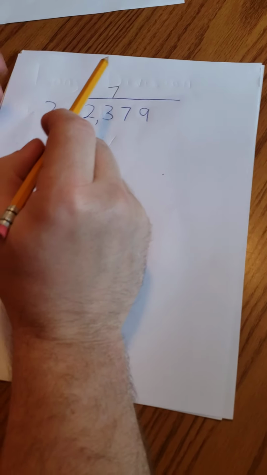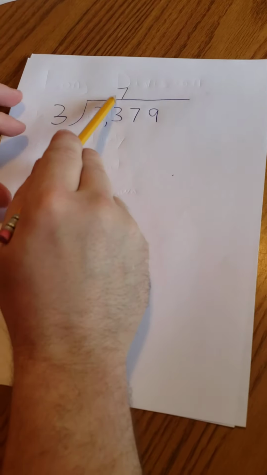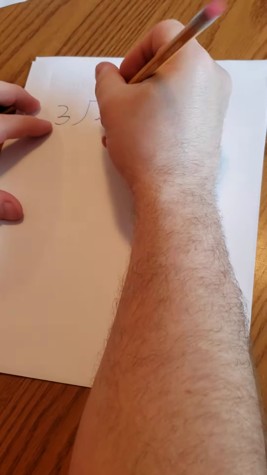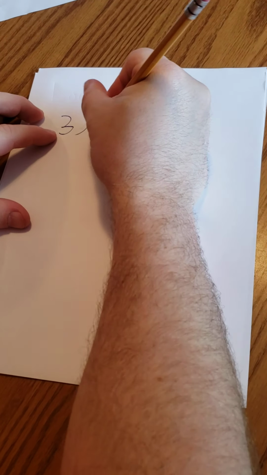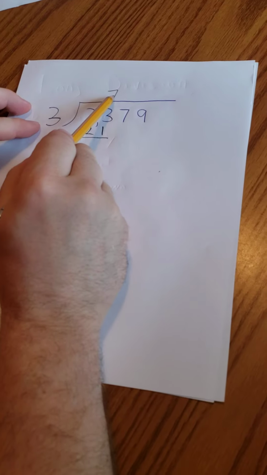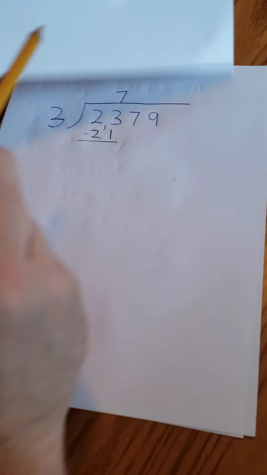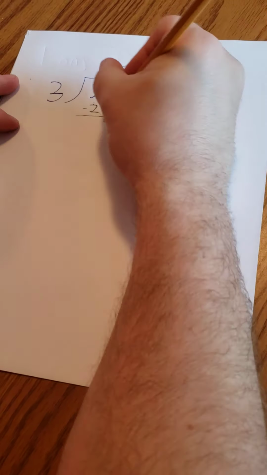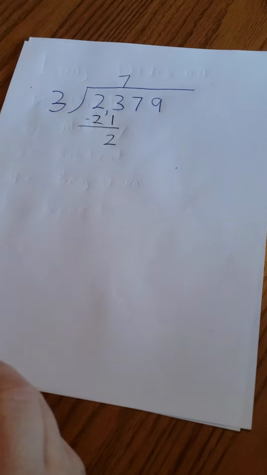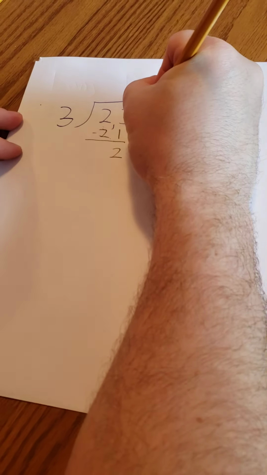So the second step was multiply. So 7 times 3 is 21. So I write that below the 23. So I said, how many times does 3 go into 23? 7. 7 times 3 is 21. Step 3, subtract. 23 minus 21 leaves me 2. Step 4, bring down. So I bring down my 7.